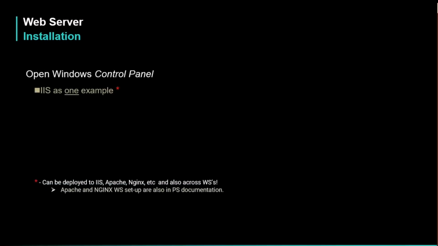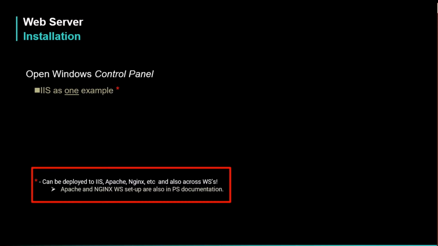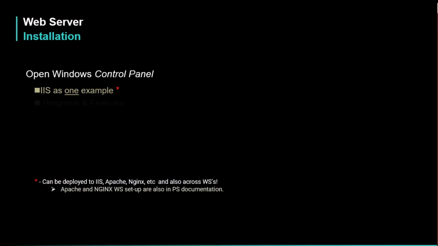So, web server installation. Open the Windows control panel. I'm going to be using IIS, so this is just one example. But note at the bottom that if you go into the PowerServer documentation or the help file that comes with PowerBuilder 2021 Cloud Pro, it'll tell you some of the tips to make ready Apache or NGINX to also support the PowerServer application side.